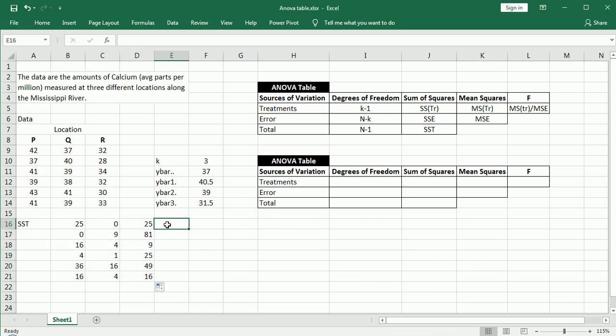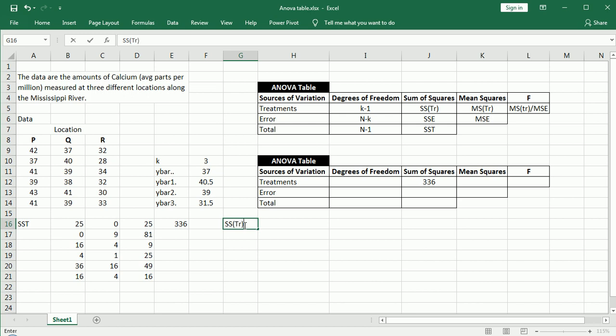But remember, the formula called on us to sum this. Sum all these elements, and so there's our total sum of squares. Perfect. So that would be 336. We're filling out the ANOVA table, right? Next, treatment sum of squares.